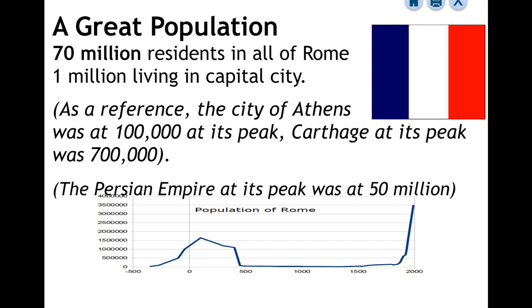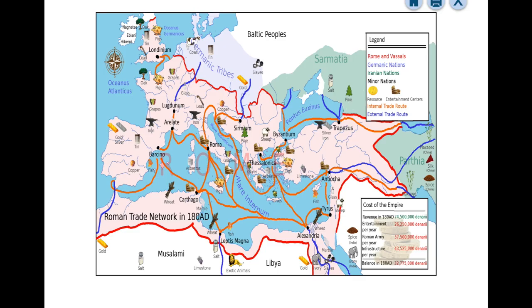To give you an idea of how big a million people is, the city of Athens during Rome's peak had about 100,000, so only 10%. And the city of Carthage, once one of the major trade hubs of northern Africa, at its peak was still at 700,000. And if you remember the Persian Empire, not too long before the Roman Empire, they peaked at 50 million. So Rome was becoming truly great in regards to size as well.